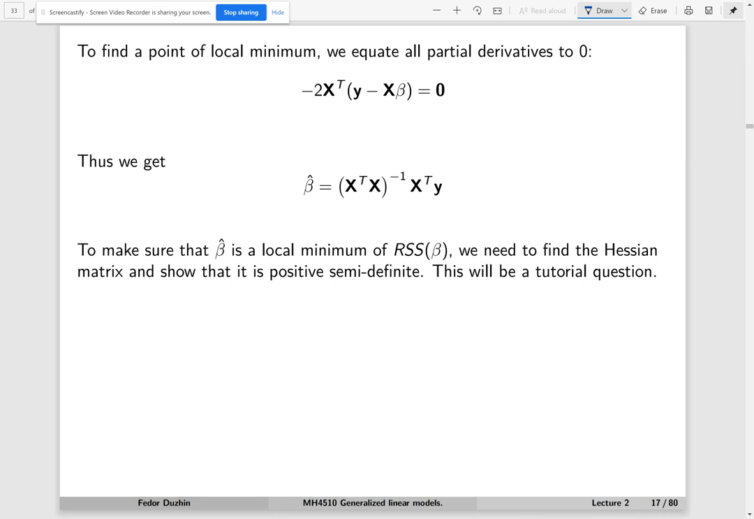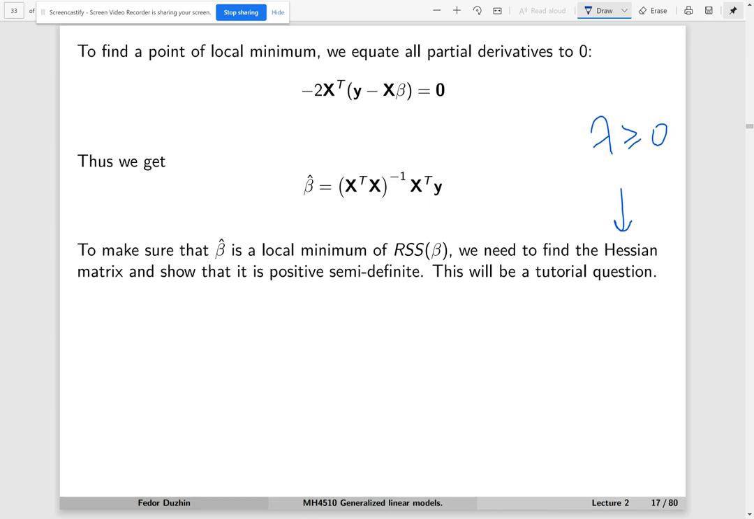Now, there's more to the story, because to ensure that this is actually a local minimum rather than a local maximum, we need to find the Hessian matrix, so the matrix of second partial derivatives, and we need to show that it is positive semi-definite, which means all eigenvalues of the Hessian matrix are non-negative. We're going to do it in tutorial, not here.